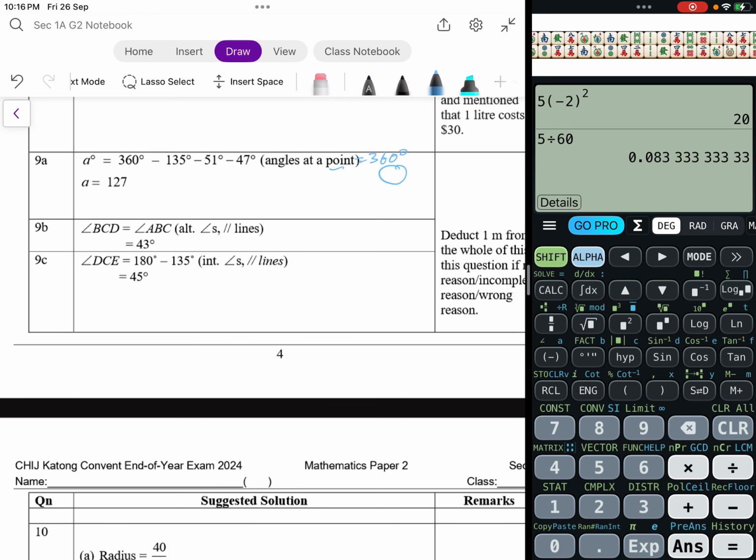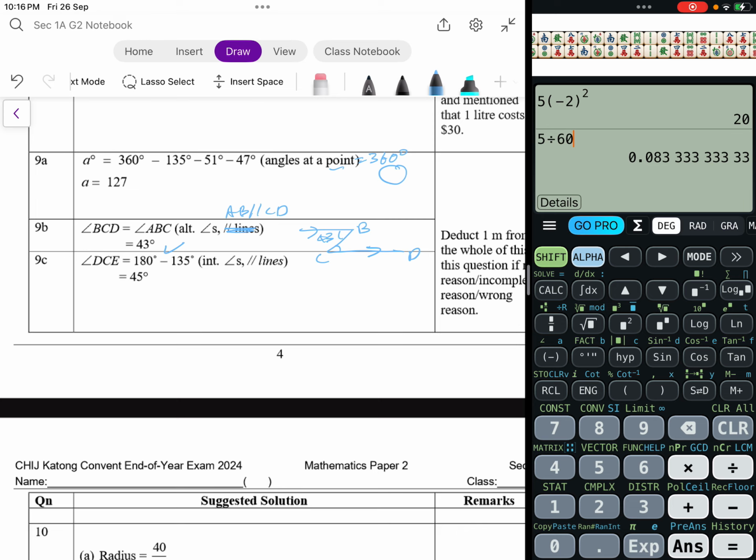Okay, part B is a different diagram. They ask you to find angle BCD, right? So because this one is alternate angle, right? This 43, this one is angle BCD, right? These two are parallel. So don't write this one. So right there, AB is parallel to CD. Okay, so alternate angle, 43.